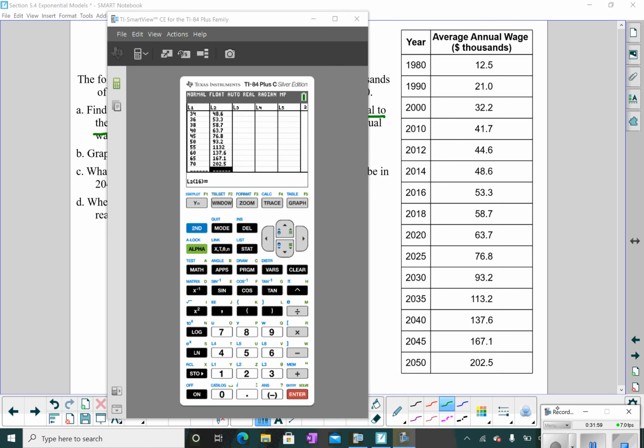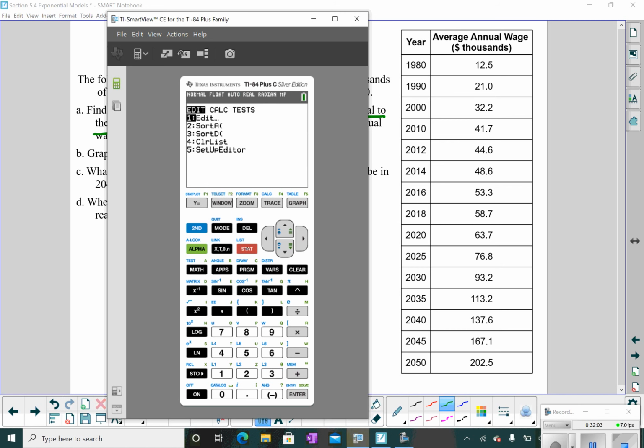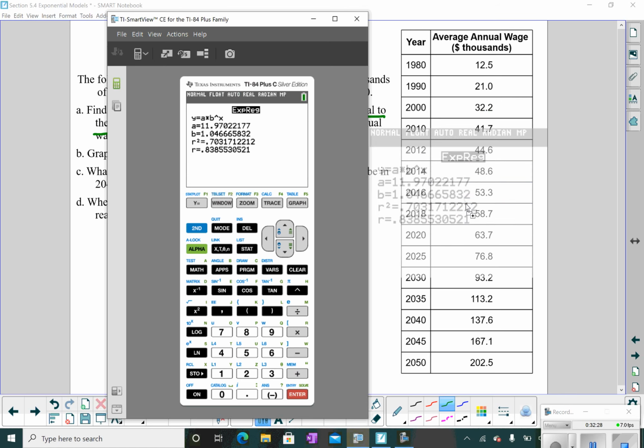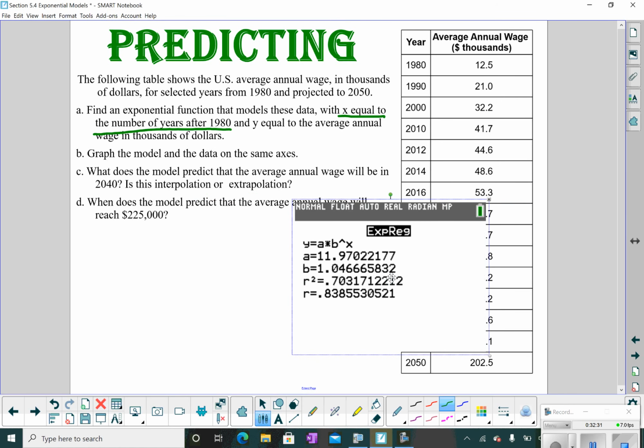Okay, I've got all of my data in there. So let's go ahead and find our model now. Stat, calculate. You're going to go to 0 exponential regression. Don't forget to store that equation. Vars, y vars, function. I'll again put it in y1. And there is our model.